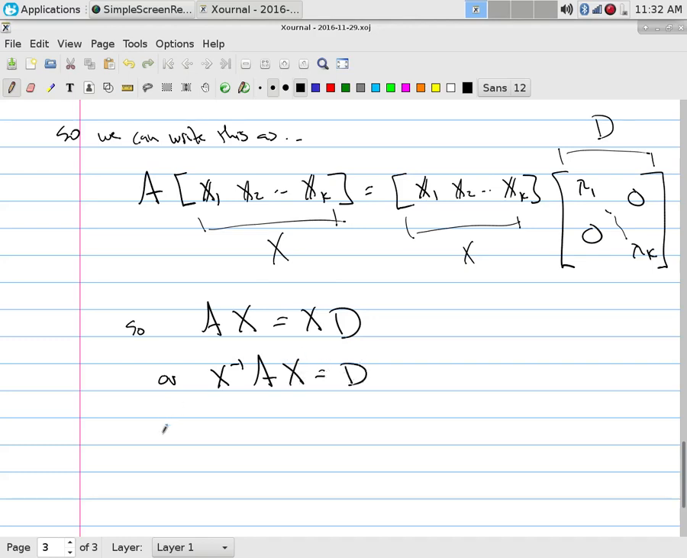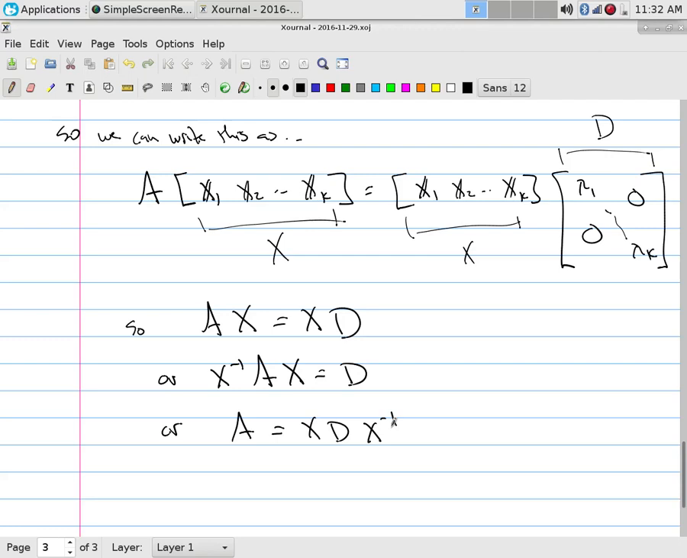On the other hand, I could write it like this. A is equal to, I could take this X to the other side. How do I do that? I have to put it on the right-hand side of D as its inverse, and so that'd be X D X inverse. But the only way to move it would be as if X actually had an inverse. So X needs to be invertible, which means X needs to be non-singular.